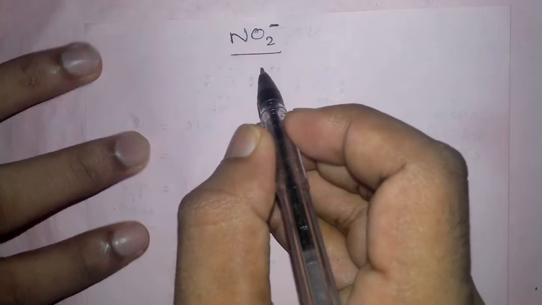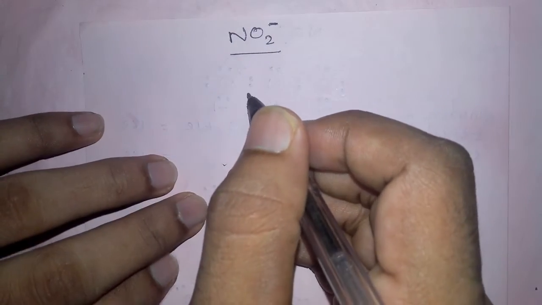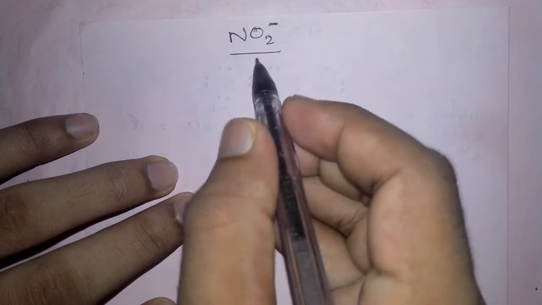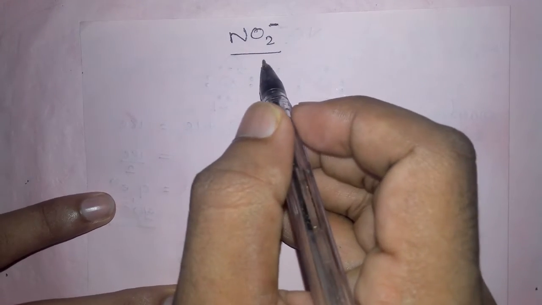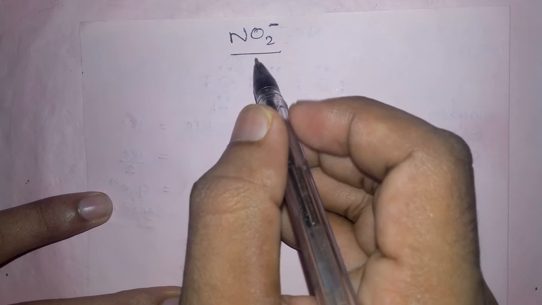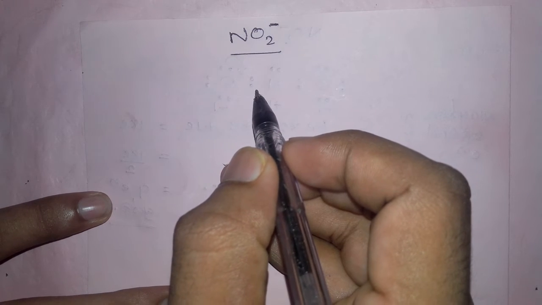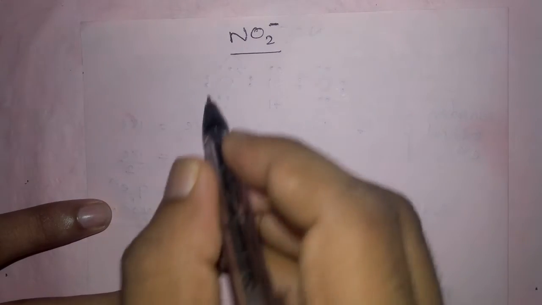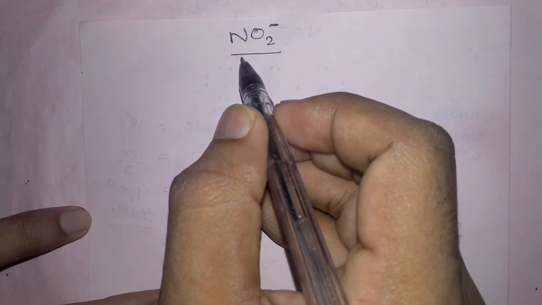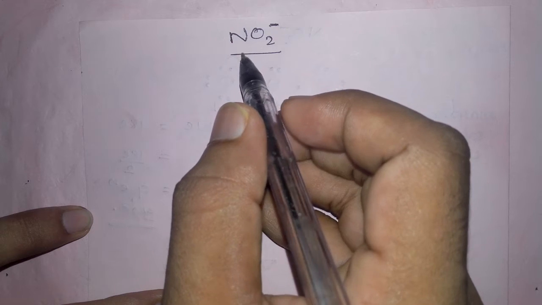Well, today let's see how to draw the Lewis structure of nitrite ion. First point is finding the central atom. There are two methods to find the central atom.